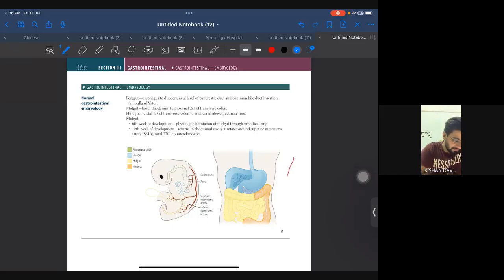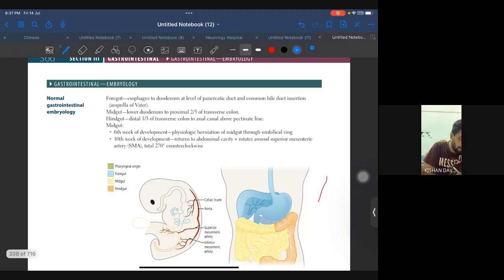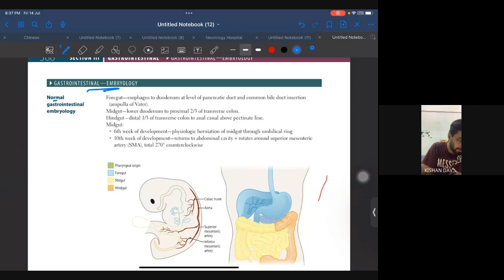So let's begin. We have first GIT embryology. Today we'll try to finish GIT entirely. It's a big system, so it might take a little long time. So let's just start. First one, GIT embryology, the normal embryology.